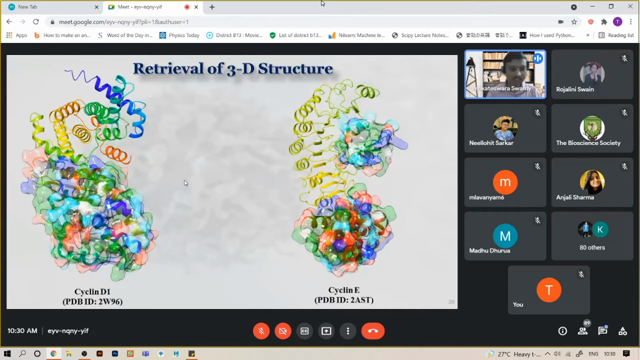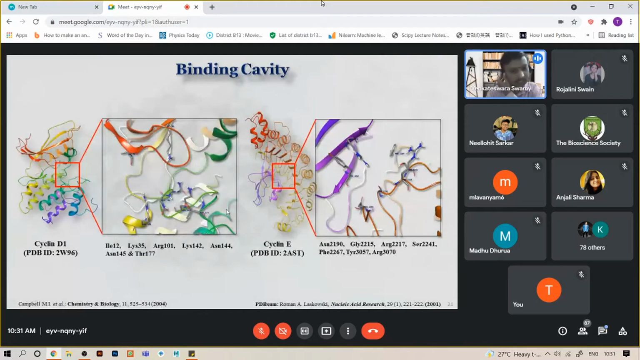Next, the cyclin D1 and cyclin E crystal structures are already available in the Protein Data Bank. So we have downloaded those two structures and will start analyzing the active binding site. Here we can see the main binding site where the cyclin can bind. These are the compounds which may be showing some of the amino acids in the active site where it can bind with the cyclin, and then the cyclin-dependent kinase can bind here.